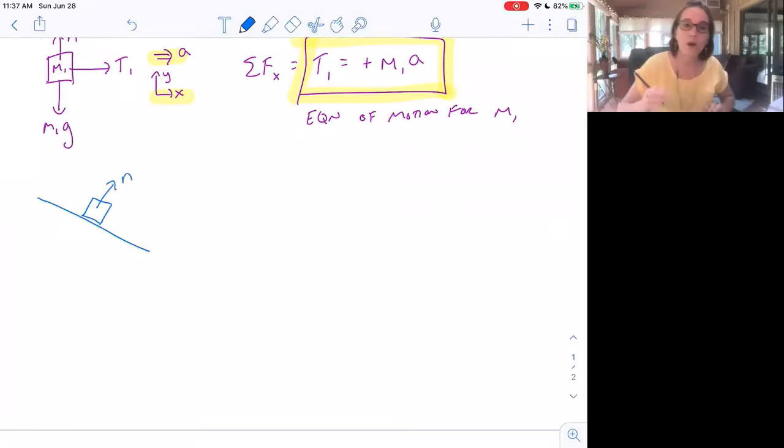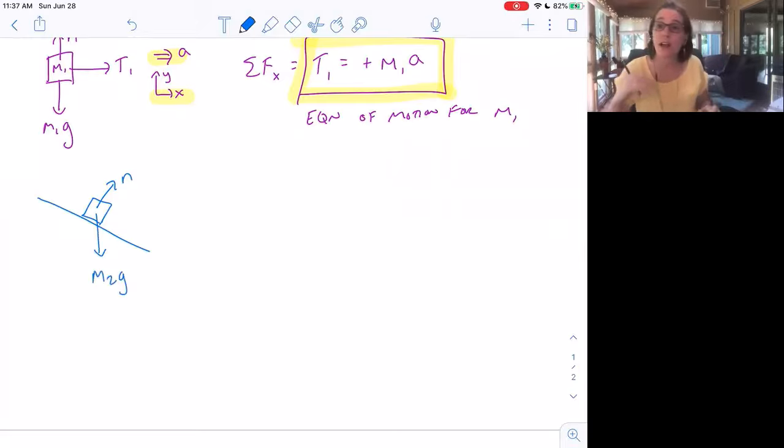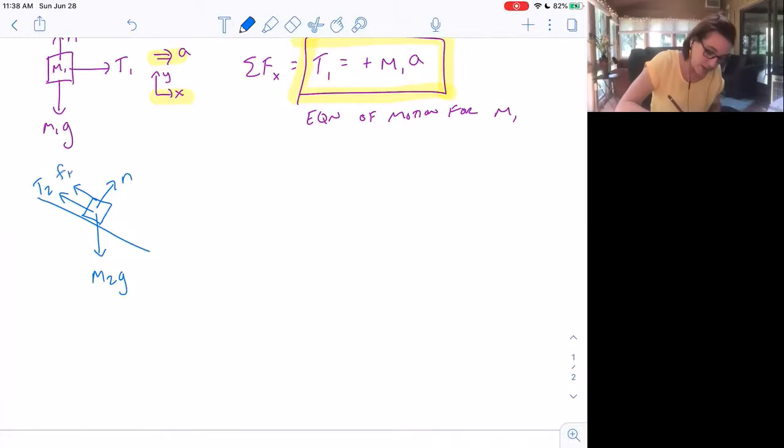I'm going to have a normal force perpendicular to my ramp. I'm going to have M2G downward. And then, since it's going to be sliding down the ramp, I'm going to have two forces up the ramp. I'm going to have the tension force. So I'm going to just draw that here. That's going to be T2. Again, that's the other component of the tension. And then with the floor, I'm going to have my friction force because there was friction in the problem. And again, I want to draw in my acceleration and my coordinate system.